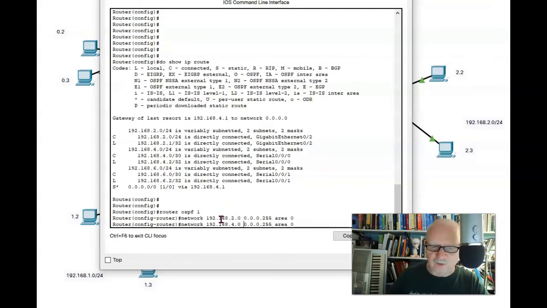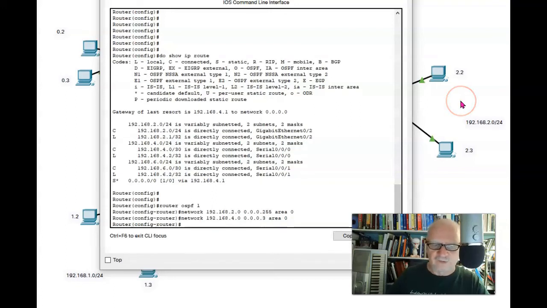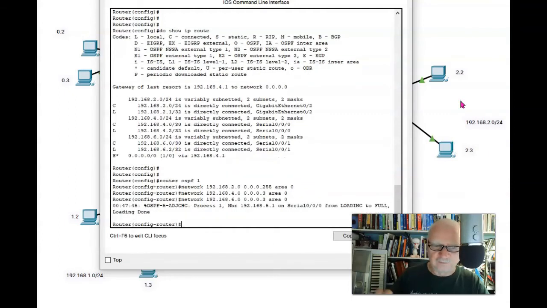There's the 4 network, except it should be 0.0.0.3 for a /30. And then the 6 network. Notice I'm using the up arrow to make these a lot easier. There we go. All of these should know about each other now.